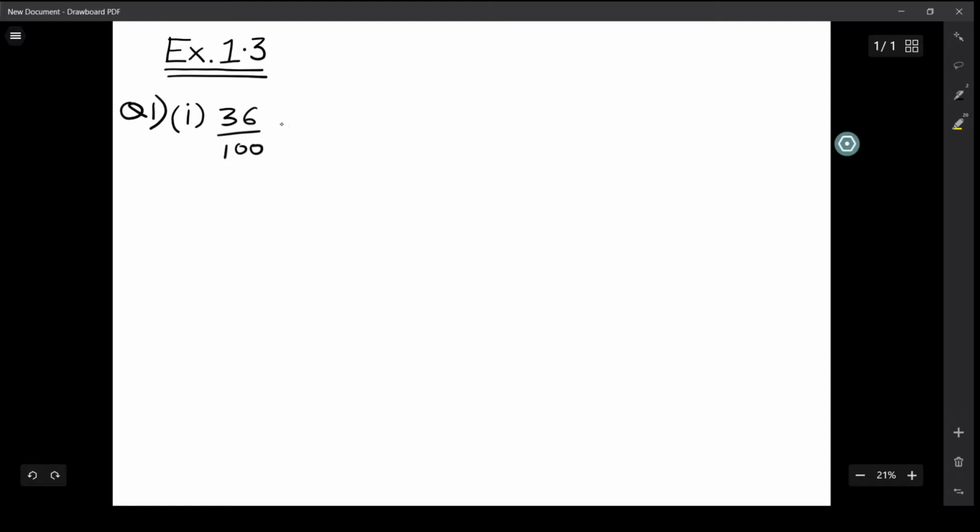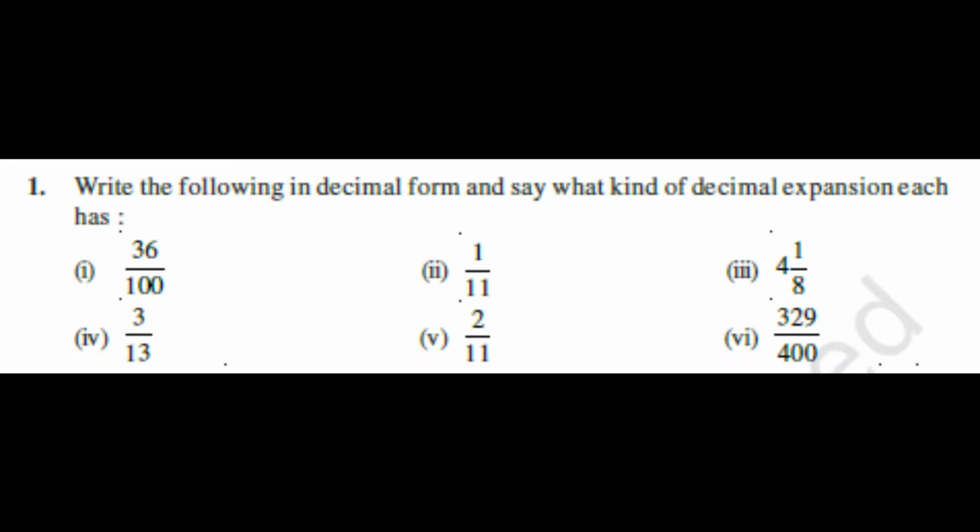36 by 100. Now 36 by 100 can be written in the decimal form as 0.36, which means that this has a terminating decimal expansion. We'll move to the second part.